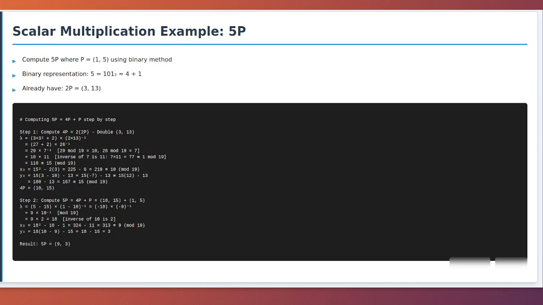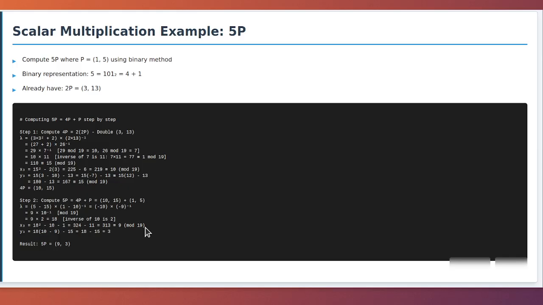Wait, let me recalculate. We have (5 minus 15) equals negative 10 equals 9 modulo 19. And (1 minus 10) equals negative 9 equals 10 modulo 19. The inverse of 10 modulo 19 is 2. So lambda equals 9 times 2 equals 18. Then x sub 3 equals 18 squared minus 10 minus 1, which simplifies to 324 minus 11, resulting in 313.